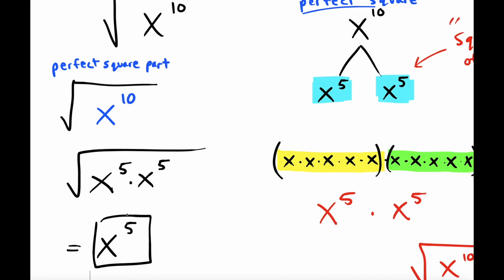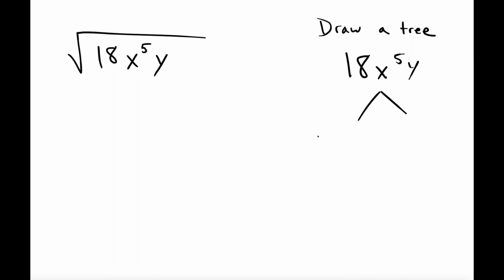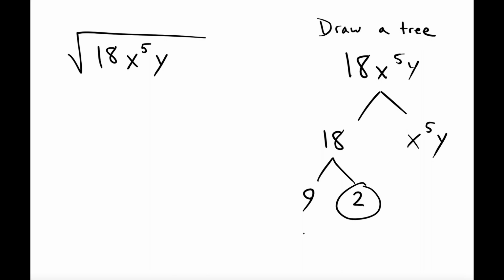I bring up that process because that's the kind of thing we have to do with the more complicated problems. Take something like this, for example. I'm going to draw a tree. 18x to the 5th y, break them down. I usually break them down into a number part and a variable part. Then with the numbers, I try to break it down even more into, let's say, 9 and 2. 2 is prime, so we would stop the branch there. We wouldn't go any farther, but 9 is not prime. It breaks up into more stuff.